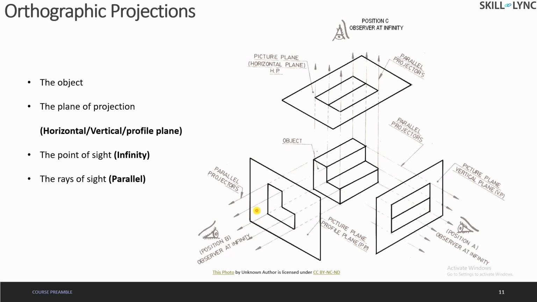But in orthographic projections, as your rays are parallel to each other, they never converge, because basically you have these lines parallel to each other, and as your rays are parallel and your point of sight is at infinity, you'll get a perfectly parallel view. So this is called the orthographic projections. So if you understand this language of orthographic projections, you can visualize the 3D object into different 2D planes so that everyone can visualize the object effectively.